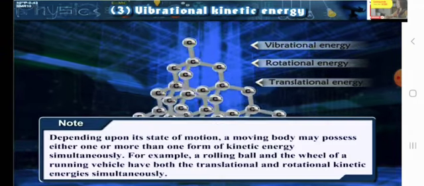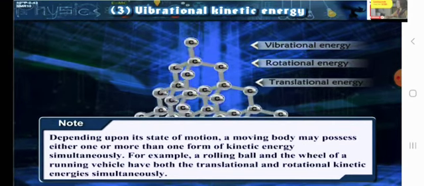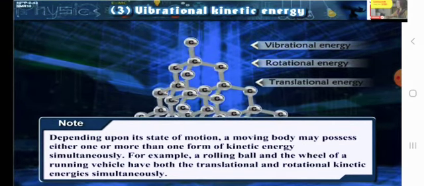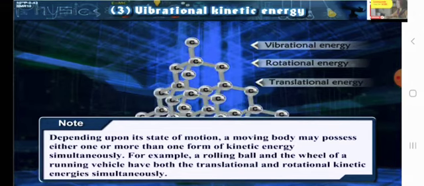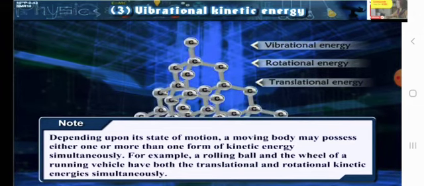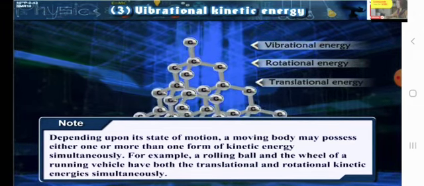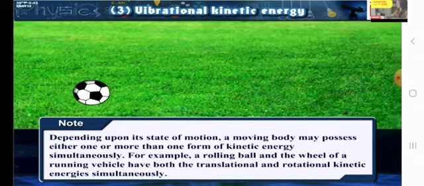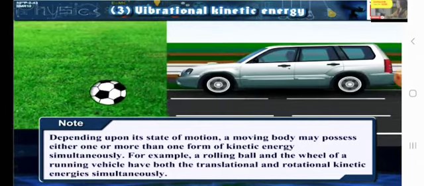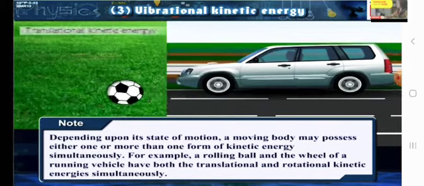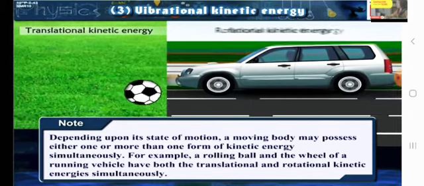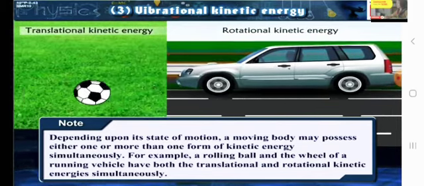Note: depending upon its state of motion, a moving body may possess either one or more than one form of kinetic energy simultaneously. For example, a rolling ball and the wheel of a running vehicle have both the translational and rotational kinetic energies simultaneously.